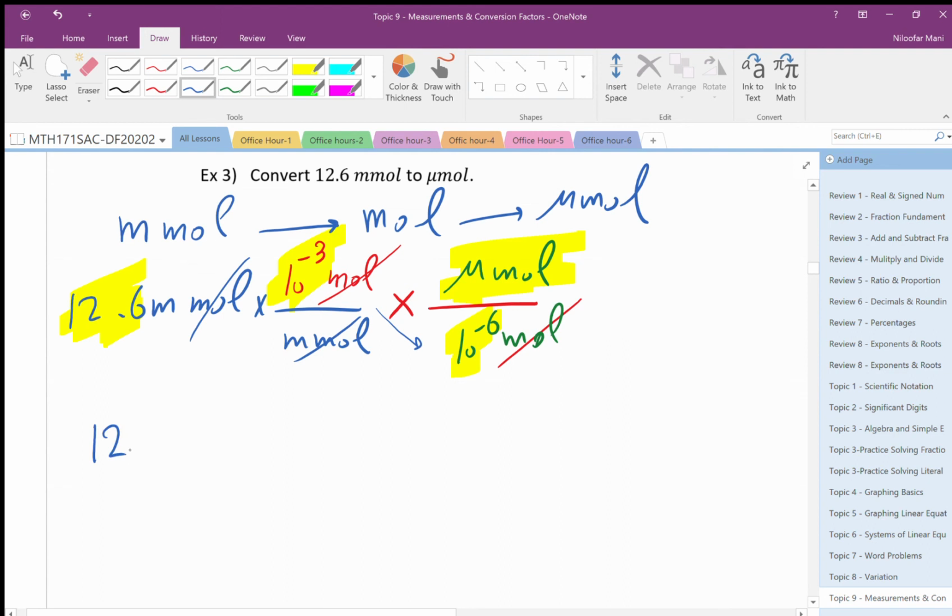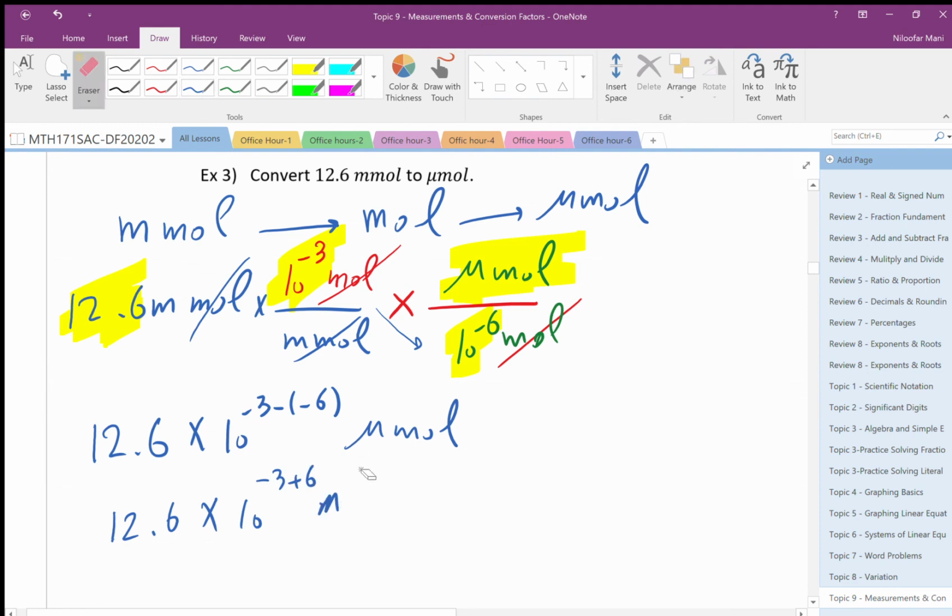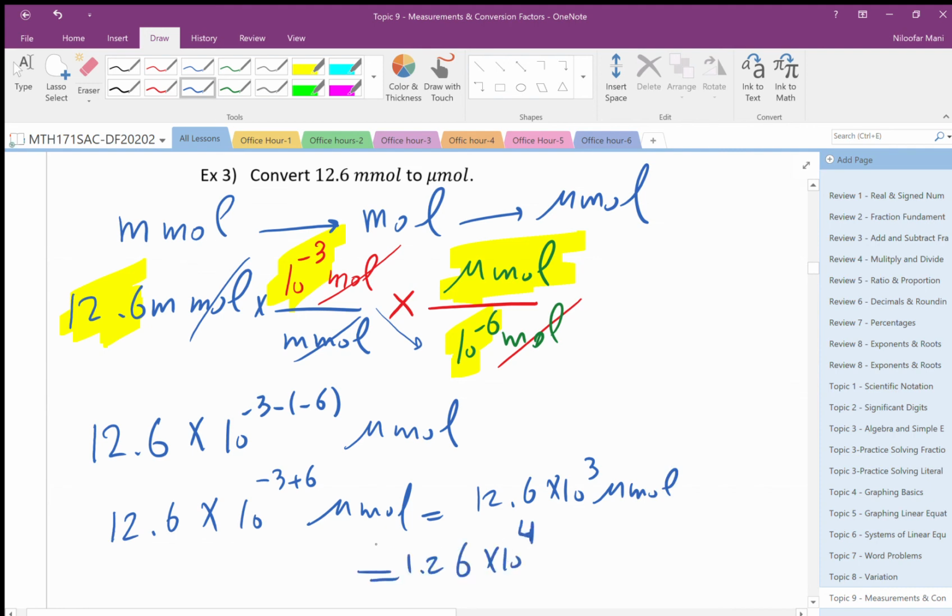Okay, so 12.6 multiple 10 power minus 3 minus 6 micromole. Okay? Which is 12.6 multiple 10 power minus 3 plus 6 micromole. Which is 12.6 multiple 10 power 3 micromole, which is 1.26 multiple 10 power 4, because I write scientific notation, micromole. Okay?